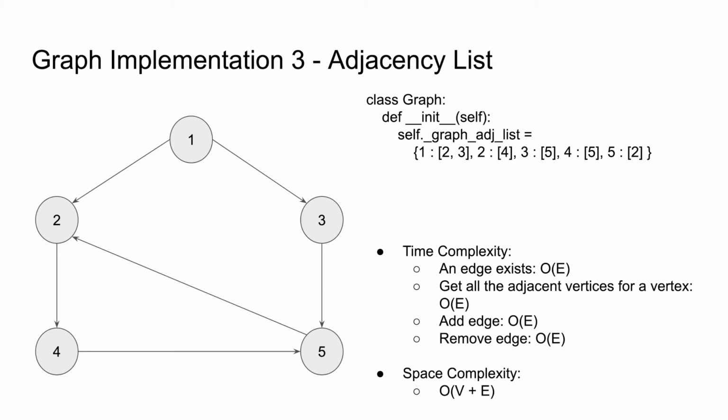Fourth operation is remove edge. To remove an element from a Python list, the worst case complexity is O of n, where n is the size of the list, and in this case it's E, so it's O of E.